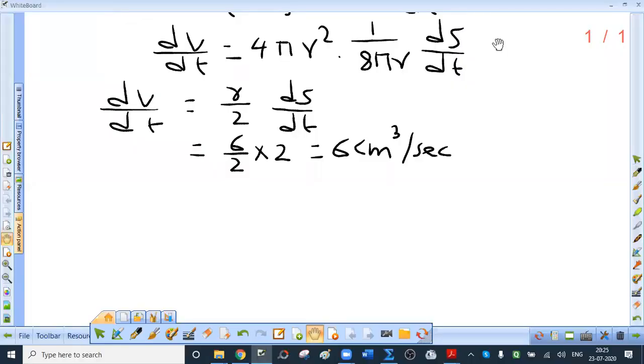Now sum number 7. If each side of an equilateral triangle increases at the rate of root 2 centimeter per second, find the rate of increase of its area when its side is of length 3 centimeter. So write the solution. Let x centimeter be the side of an equilateral triangle.